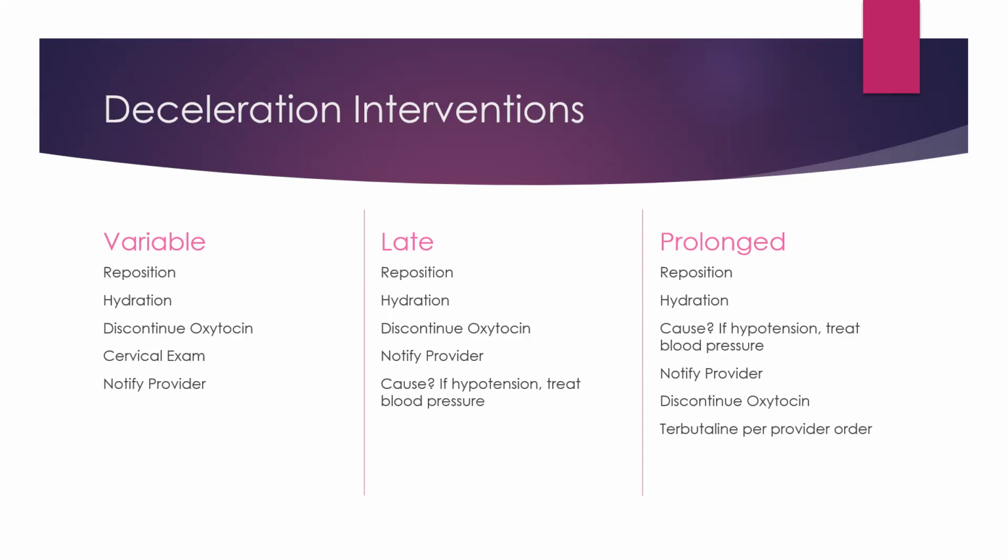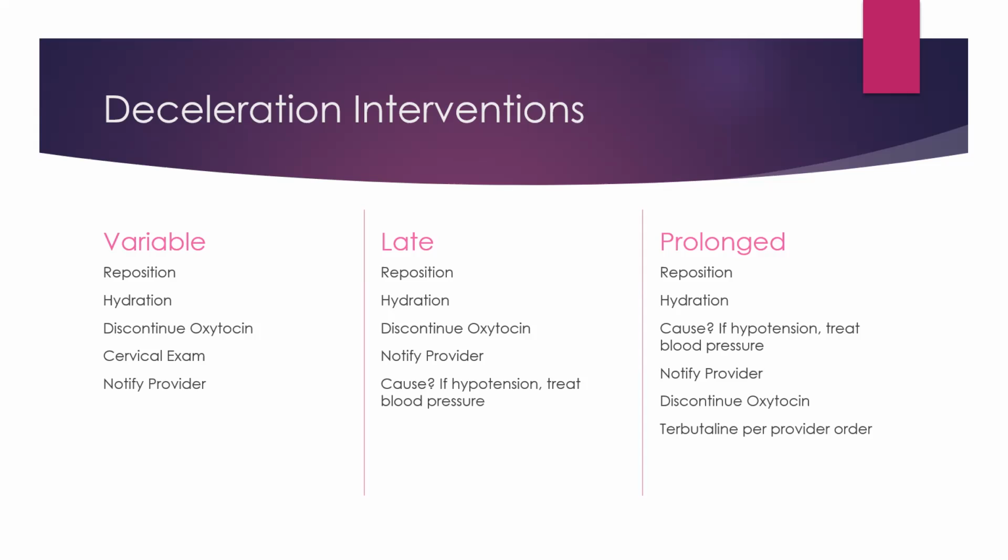And then the other thing that I had mentioned earlier when I was talking about the IUPC is for variables, we can place an IUPC if there's not already one in place. And we can instill normal saline back into the uterus to provide a cushion for the fetus away from the cord in order to help relieve some of that pressure on the umbilical cord. For late decelerations, interventions specifically for these types of decelerations are repositioning, hydration, discontinue the oxytocin again, notify the provider, and then also we need to assess what potentially could be inhibiting the placental circulation.